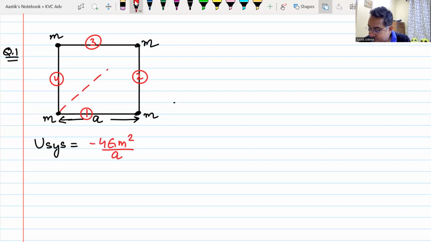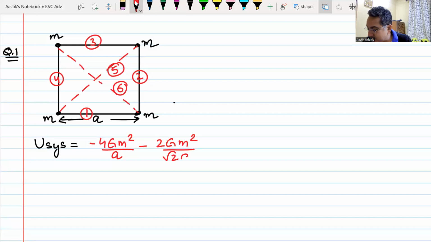Then I have one pair, the fifth pair like this, and then I have the sixth pair like this. So basically, when you have more than 2-point charges, how do you find the energy of the system? You find pairs. So now the energy of this pair is minus 2 GM square by root 2a. Why did I multiply it by 2? Because there are two pairs of M and M whose distance between them is root 2a. Do we understand this? Yes or no? Yes, sir. Okay. That is how you are supposed to do this.